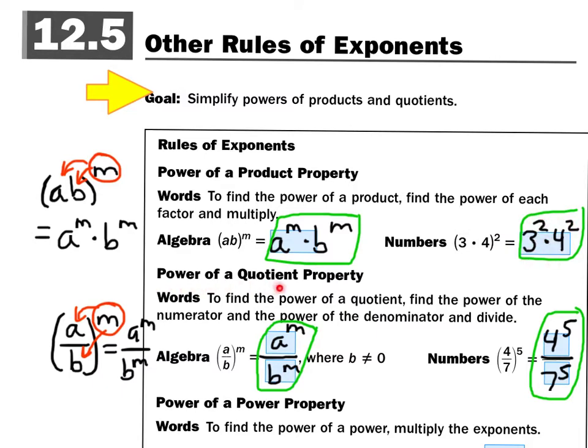Okay, then the power of a quotient property, it's the same idea. It's like rainbows. You just give it to the top of the fraction and the bottom of the fraction. So look at, in parentheses, I have a over b to the m power. So I circle the m in red and I draw two rainbows. So this becomes a to the m power over b to the m power. And it works with numbers as well. 4 to the 5th power over 7 to the 5th power.